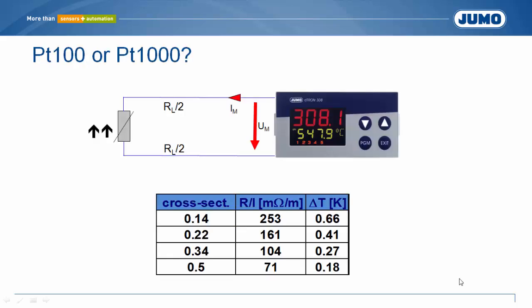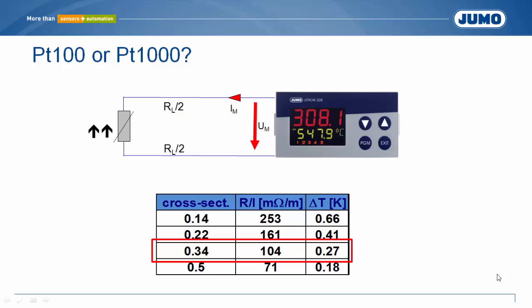As described before, a systematically higher temperature display results in 2-wire circuit, but this can be eliminated by a 0-point adjustment. The table shows the offset for a PD100 per 1 meter connection cable. If, for example, a cable with a cross-section of 0.34 square millimeter is used, the offset will be plus 0.27 Kelvin per 1 meter cable length.